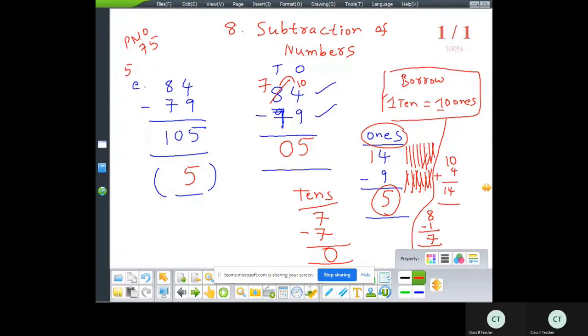But here Madhavi gave the answer 105. This answer is wrong. 84 minus 79 is 5. Our correct answer is 5. Madhavi's answer 105 is wrong. 84 minus 79 is equal to 5. Our correct answer is 5.